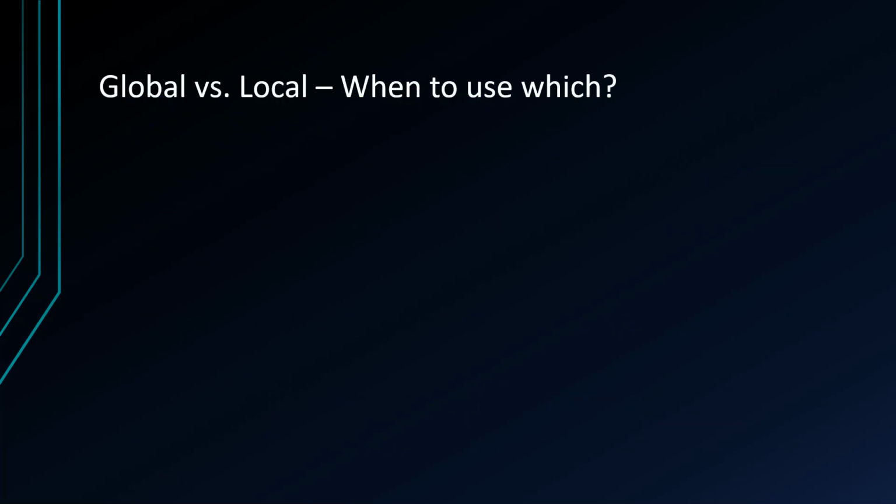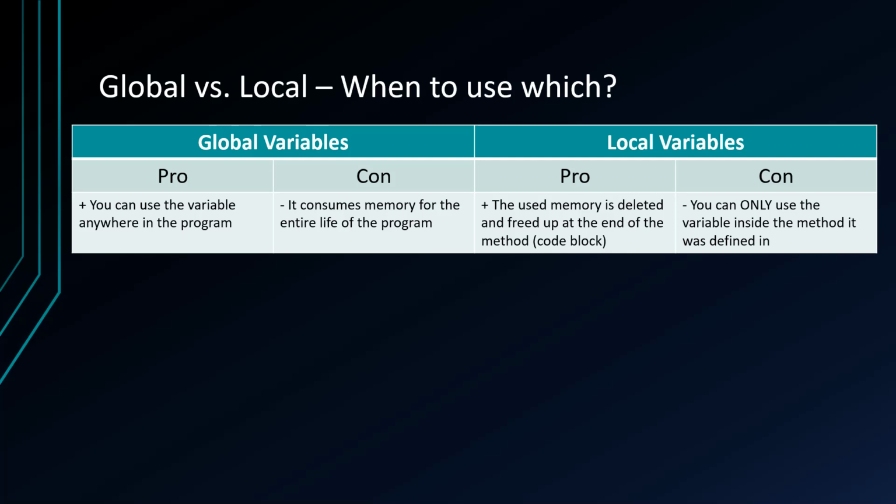So when do you use which? Well, we've briefly touched on this before when we first started talking about variables, but let's go through a little table. So for global variables, the big pro is that you can use the variable anywhere in the program. And this is a really big pro, especially for new programmers, because it makes it easy for them. They know that they've defined it. They don't have to worry about it anymore. It's great. It's good to go.